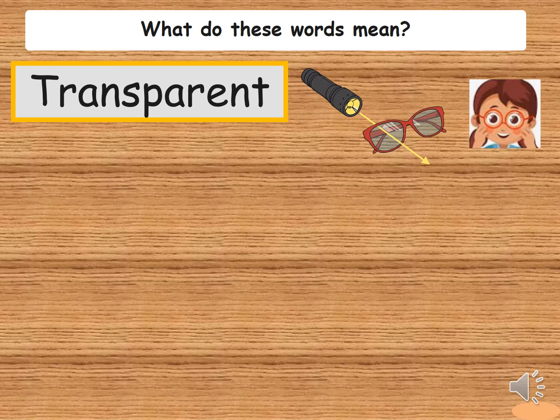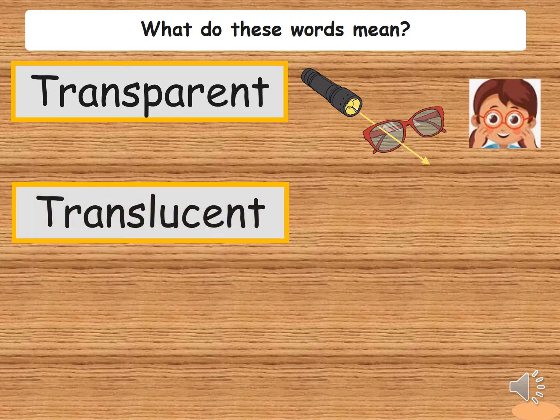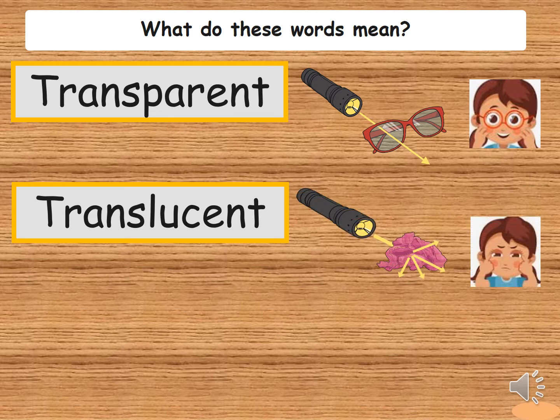What about this word? Translucent. What does that mean? Tell me. Translucent means that you can see a little bit through it. So if you have a material and you describe that material as being translucent, that means light goes through that material just a little bit. You can see through that material just a tiny little bit.